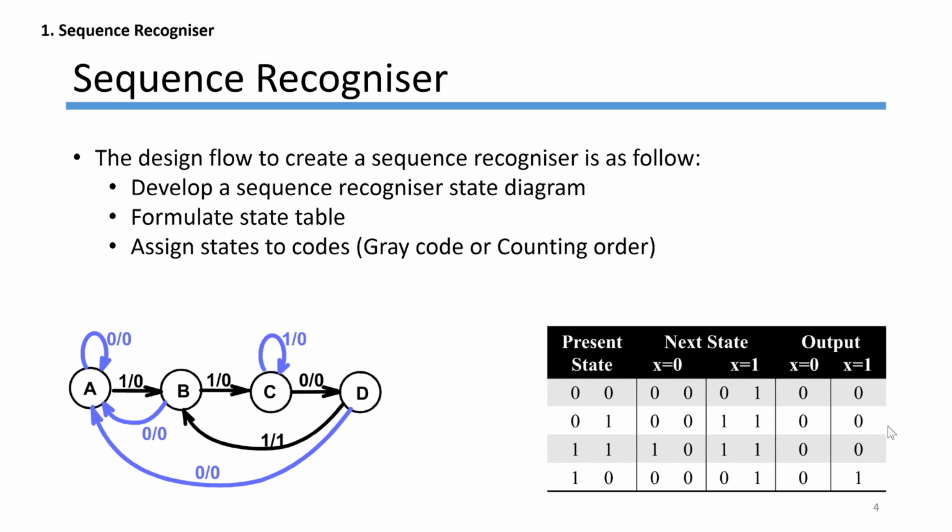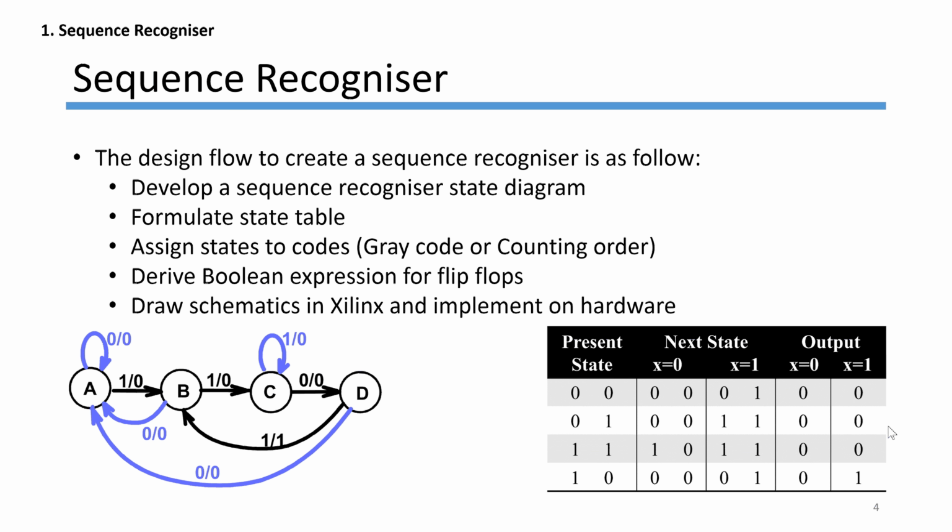And then from there you should assign state to codes, whether it be gray code or counting order, and then you would derive the Boolean expression for each of the flip-flops required for the sequence recognizer. And then finally, you're going to draw the schematics in Xilinx and implement it on the hardware. So in our case, once we've designed the sequence recognizer, we'll draw it in Xilinx and implement it on our MXK boards.